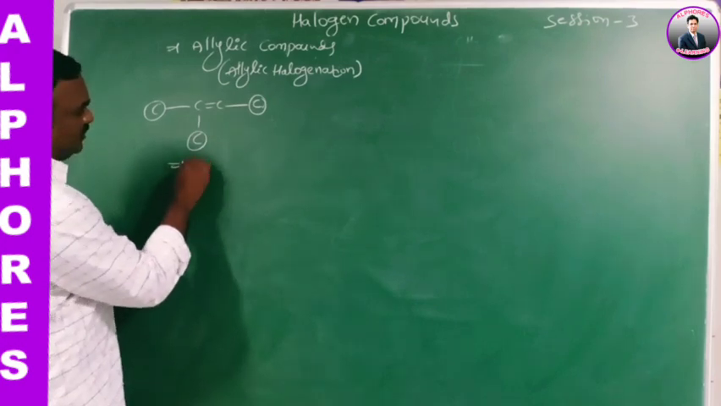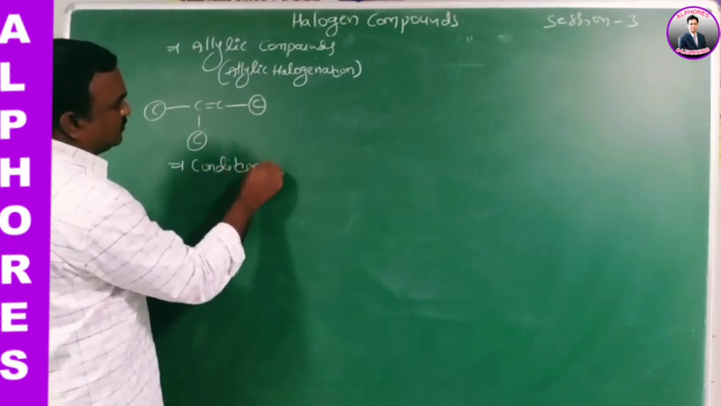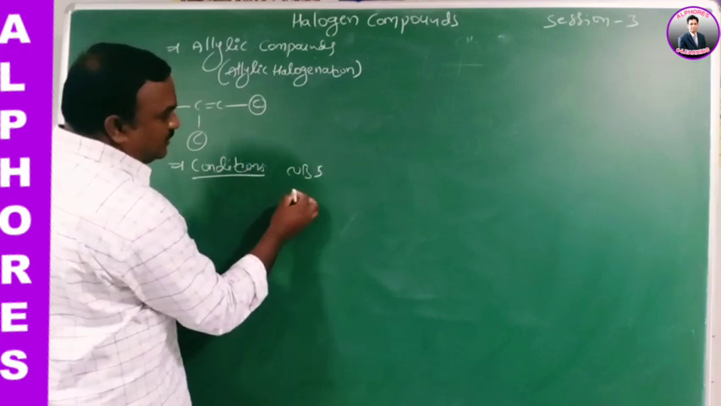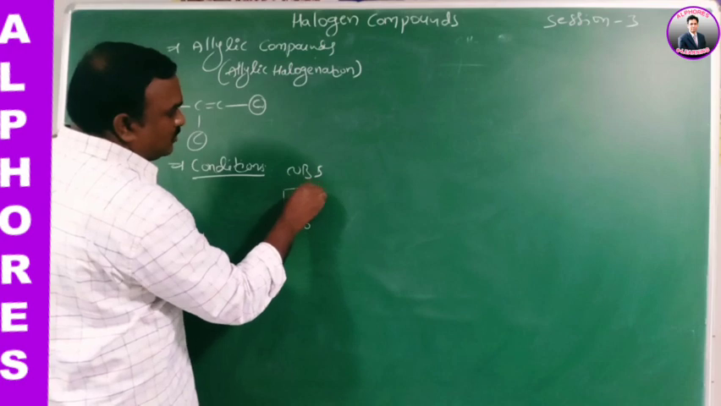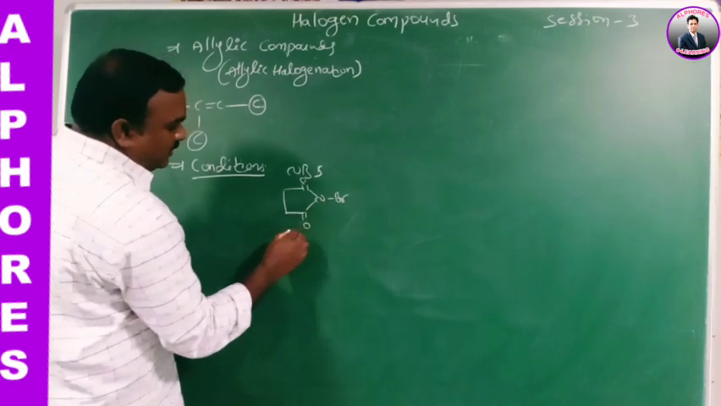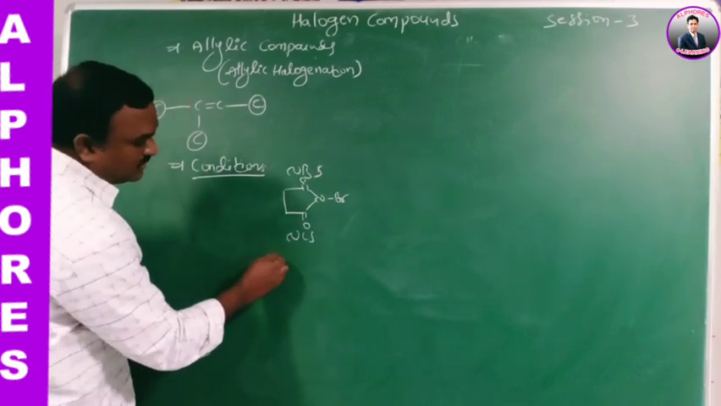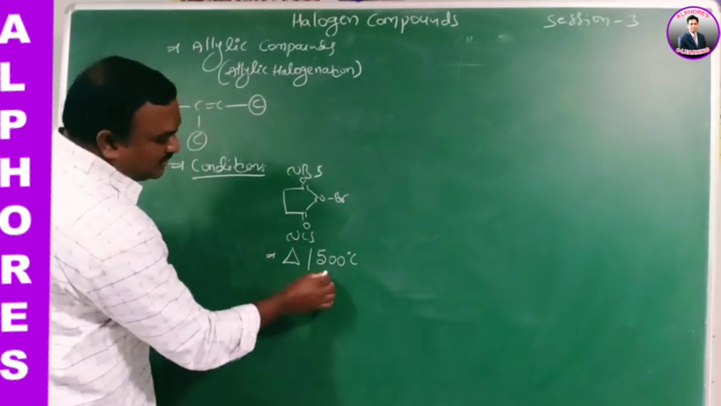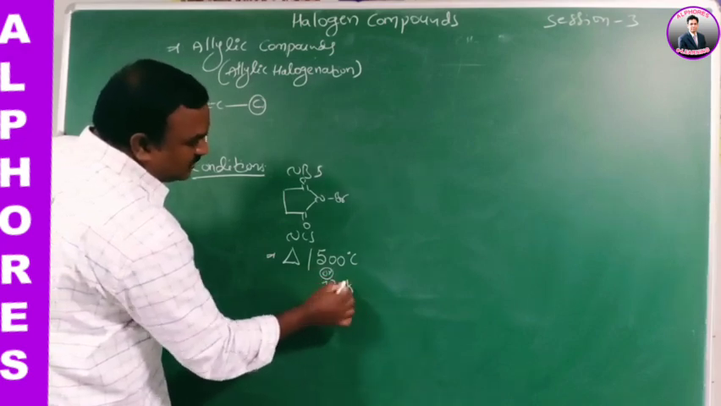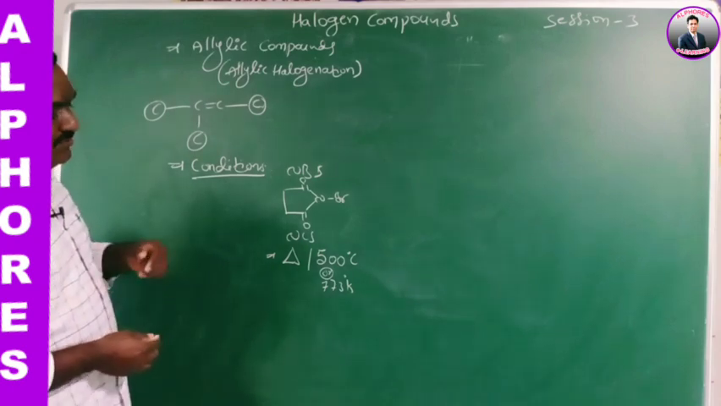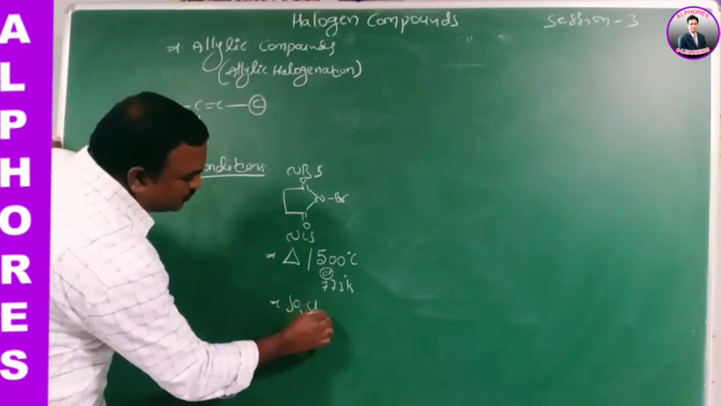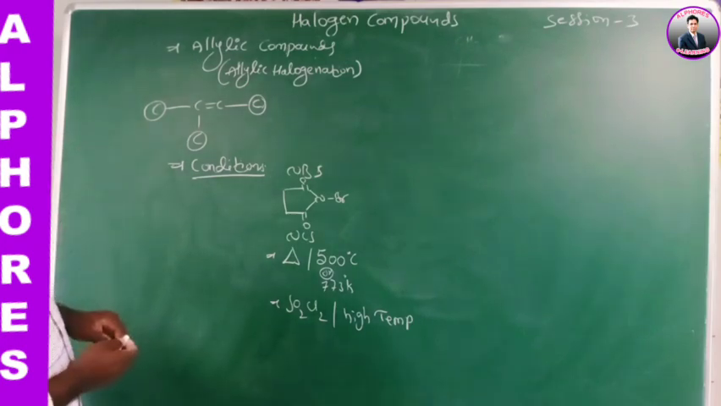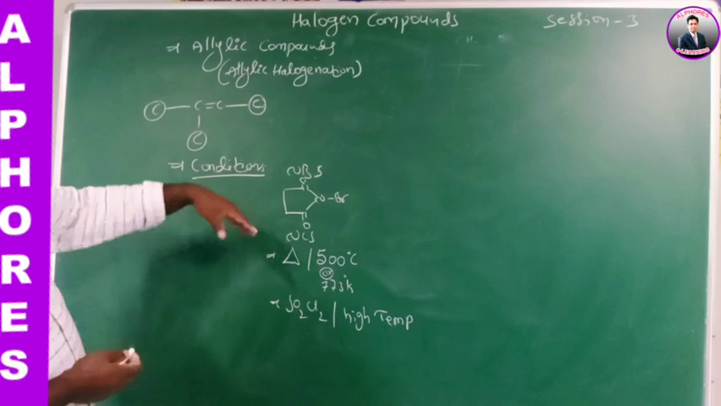Conditions: N-bromosuccinimide, NBS, or N-chlorosuccinimide, with high temperature, 500 degrees centigrade or 773 Kelvin. Or SO2Cl2, again with high temperature, 773 Kelvin. So if you apply these conditions, we can get allylic halogenation.